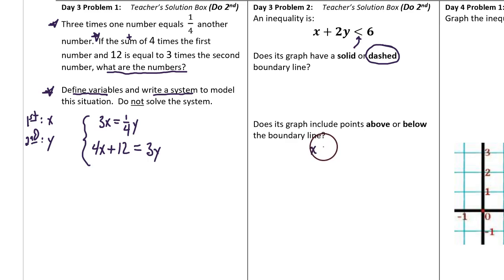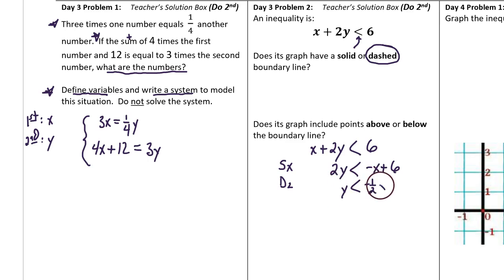So let's take our original expression and convert it to slope-intercept form. Subtract x from both sides. We have 2y is less than negative x plus 6. Now divide by 2. We have y is less than negative 1 over 2x plus 6 over 2, which is really just a 3. We did not divide by a negative, so our arrow did stay the same direction.